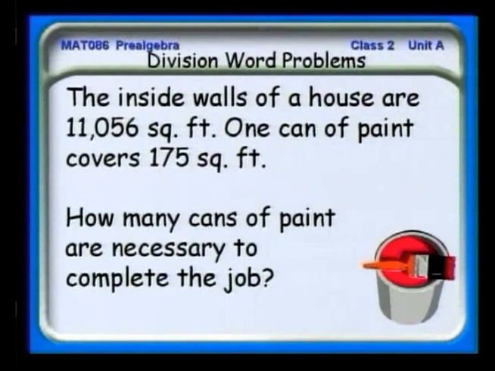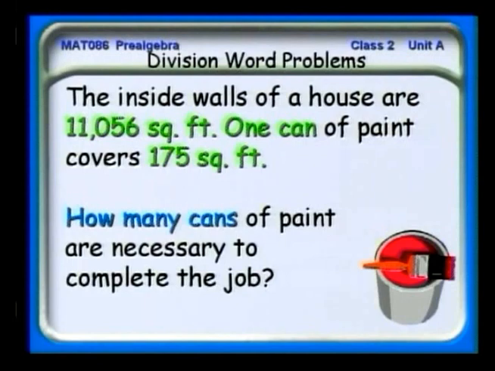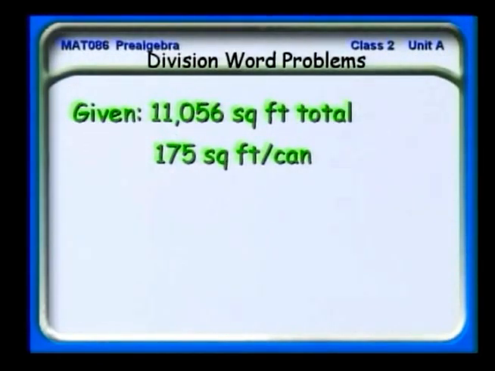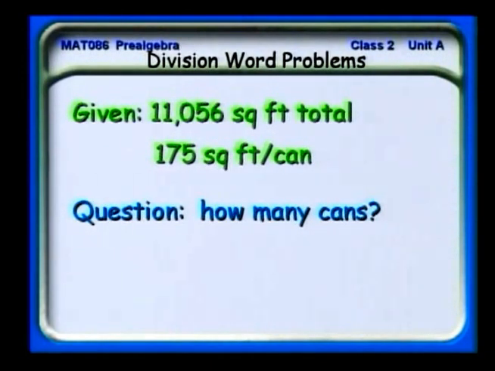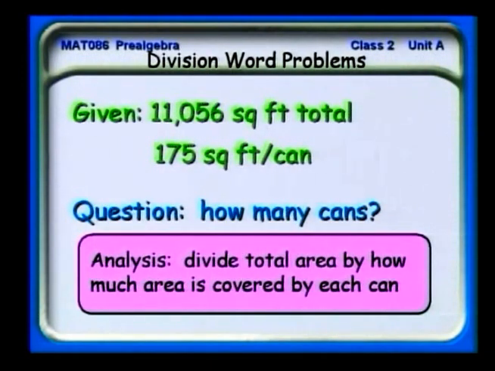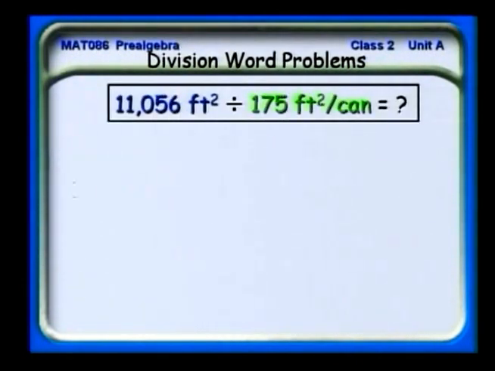Let's look at another problem that is fairly common and one that I've run into at least. The inside walls of a house are 11,056 square feet. 1 can of paint covers 175 square feet. How many cans of paint do I need? So there's the information I'm given, and there's what I need to know. So here is the synopsis of what I'm given. Here's what I need to know. And what I need to do is divide the total area by how much of the area is covered by each can. So let's do that long division.